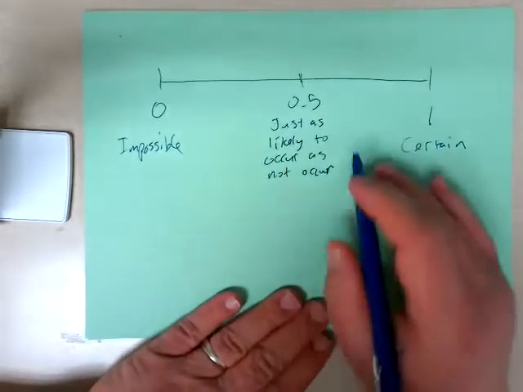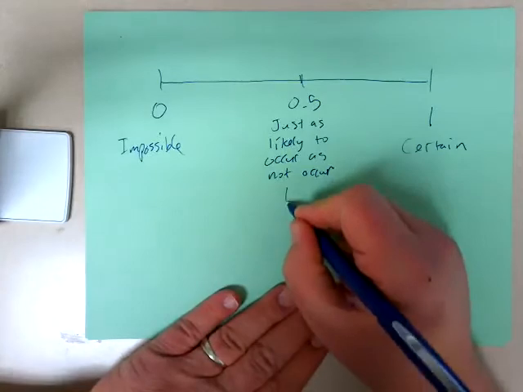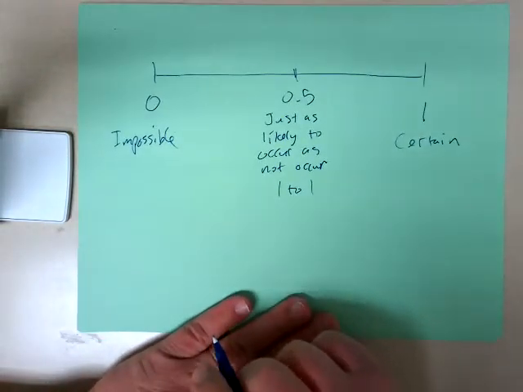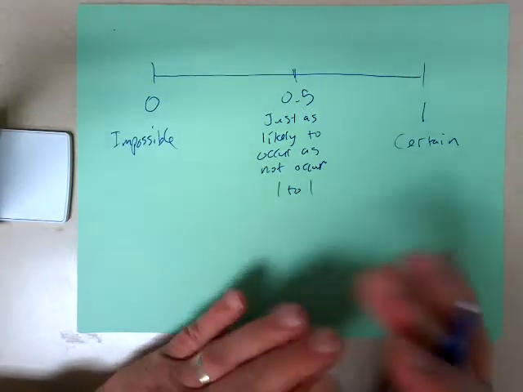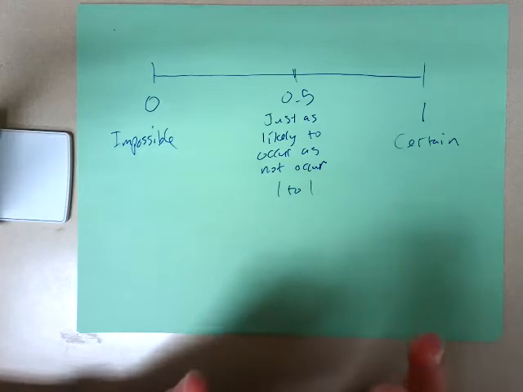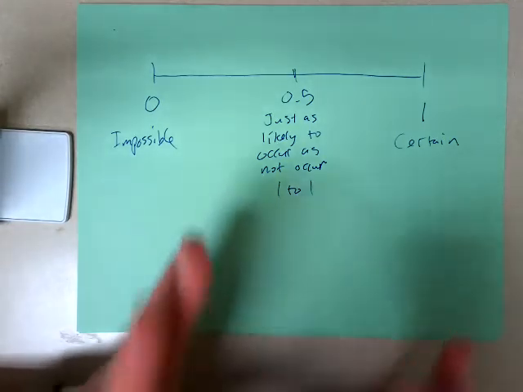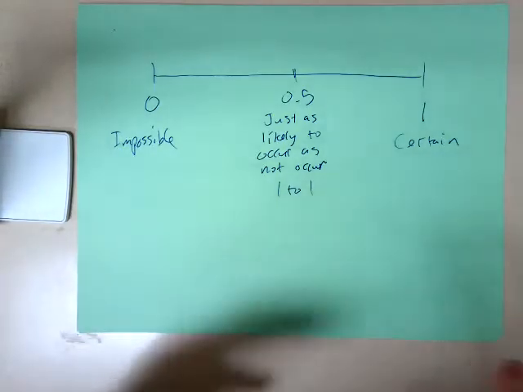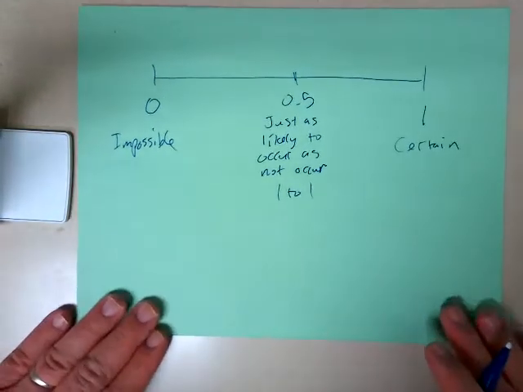Okay. Sometimes we would say that the odds are 1 to 1. If the probability is 0.5, then we say the odds are 1 to 1, meaning for every one way you can win the game, there's one way you can lose the game. And that's a slightly different language for saying the same thing.